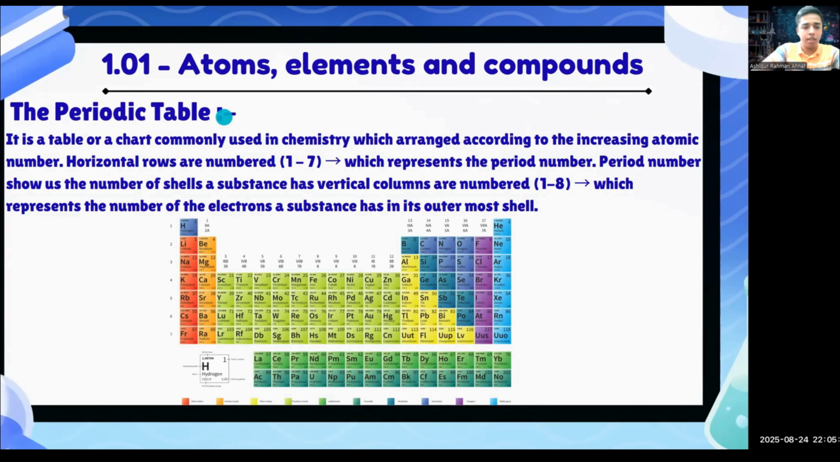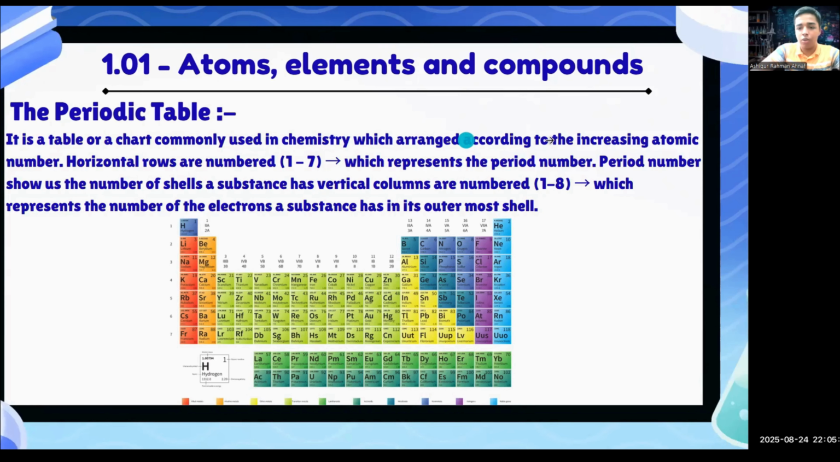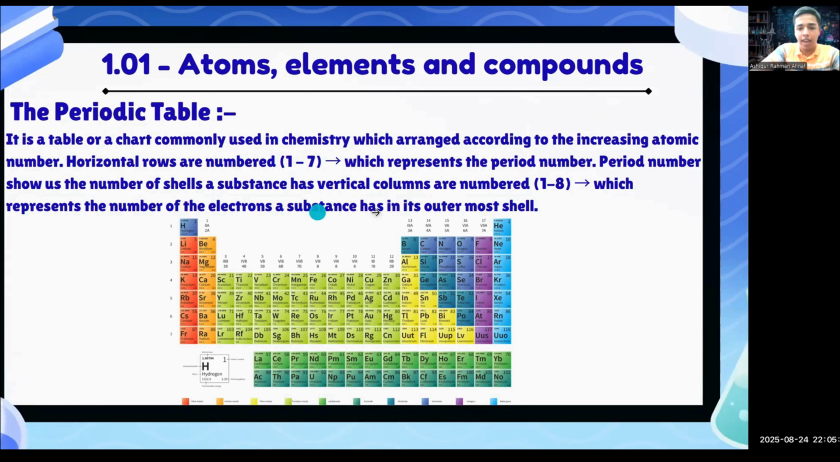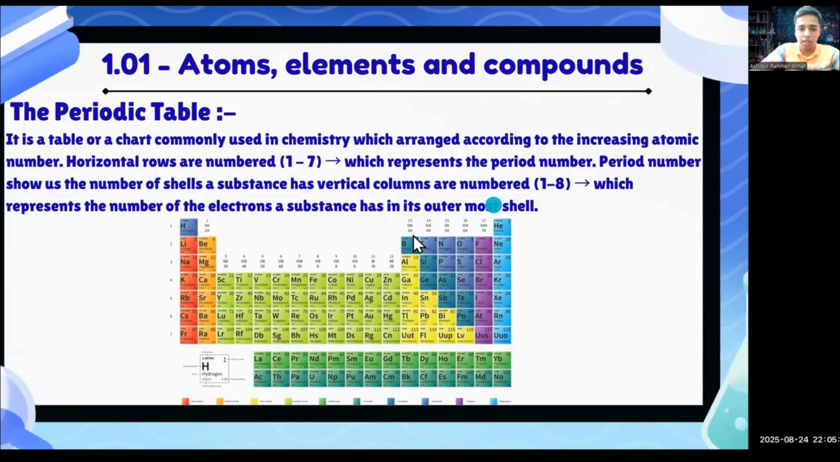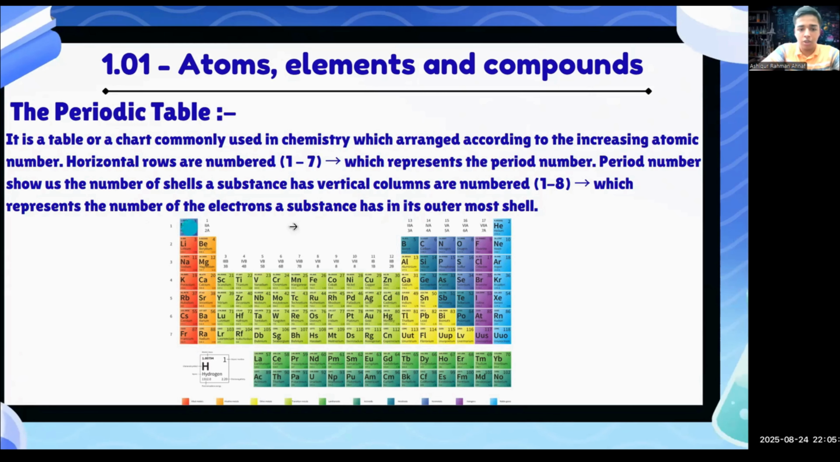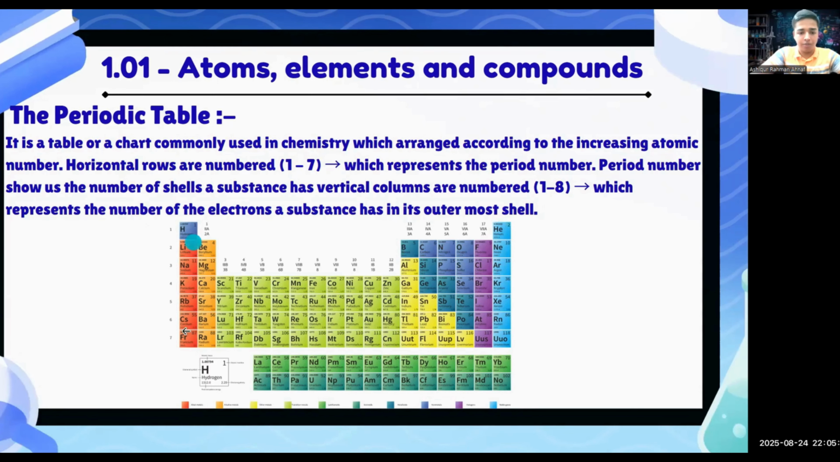Next, the periodic table. It is a table or a chart commonly used in chemistry, which is arranged according to increasing atomic number. Horizontal rows are numbered 1 to 7, which represents the period number. Period number shows us the number of shells a substance has. Vertical columns are numbered 1 to 8, which represents the number of electrons a substance has in its outermost shell. This is period, and this is group of the periodic table.